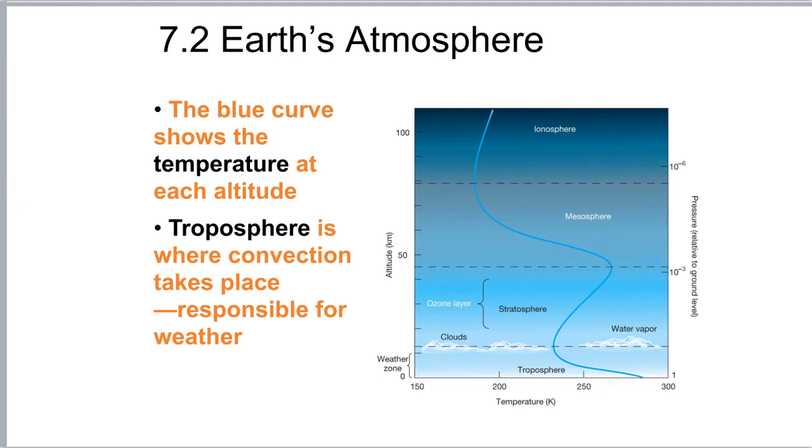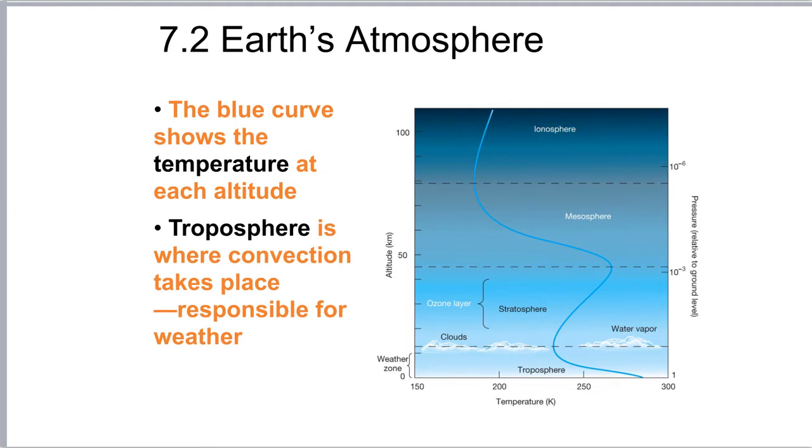Now this graph also shows different parts of the atmosphere. The atmosphere is bound up in different layers. The layer that's closest to the surface of the Earth is called the troposphere. The layer above that's called the stratosphere. Then there's the mesosphere and the ionosphere.